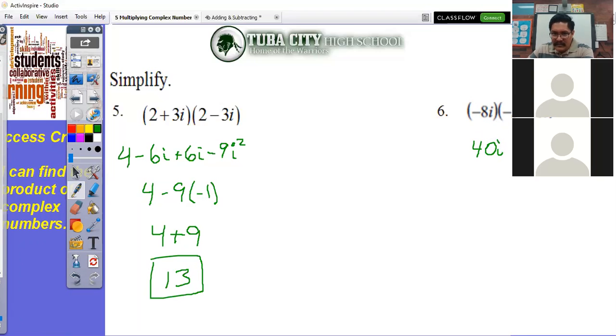And same thing with this one. Don't forget to make the negative go on to both of them. So negative times negative is positive. So it'd be 8 times 6, which is 48, I think. Let me think about that. 3 times 8 is 24. So double that, you get 48. Okay, I guess that works out. i times i gives me i square.